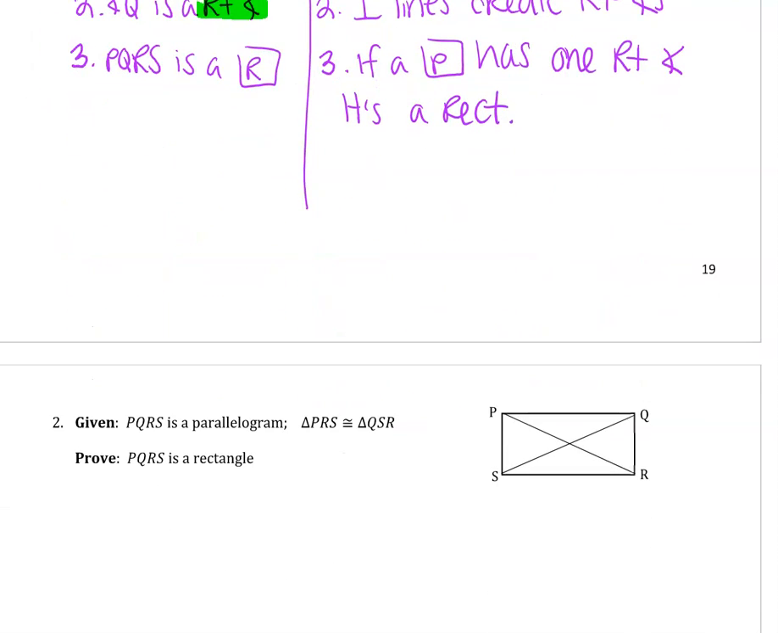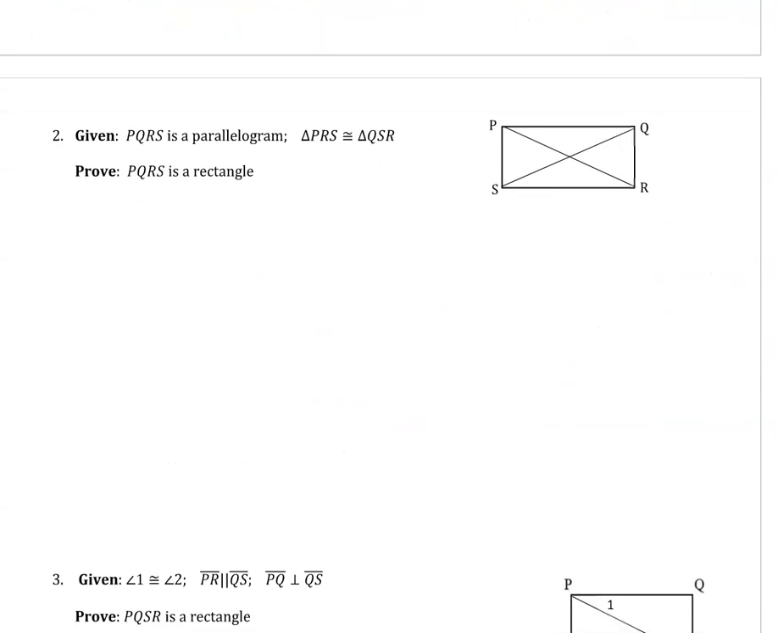All right, moving on to our next proof. All right, so I'm giving you a parallelogram, PQRS. Okay, so again, I'm giving that to you, so that's the part you don't have to prove. I won't always give that to you, but that's what's making these proofs a little bit easier today. And I'm also giving you that PSR, so I'm going to highlight him in pink, is congruent to QSR. Prove it's a rectangle.